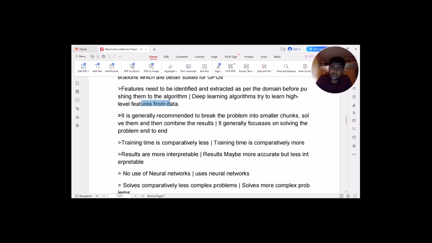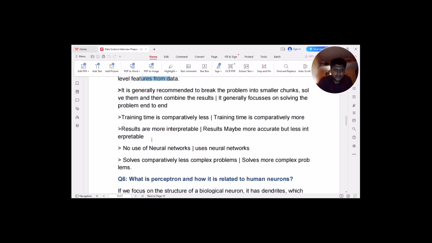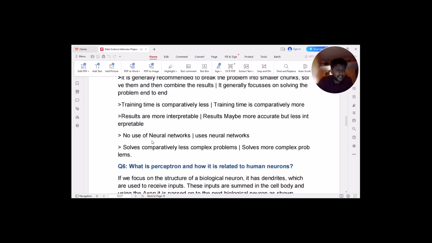So results are more interpretable in machine learning. In deep learning, results may be more accurate but less interpretable. Deep learning uses neural networks, and machine learning does not necessarily. Machine learning solves comparatively less complex problems. Deep learning solves more complex problems.